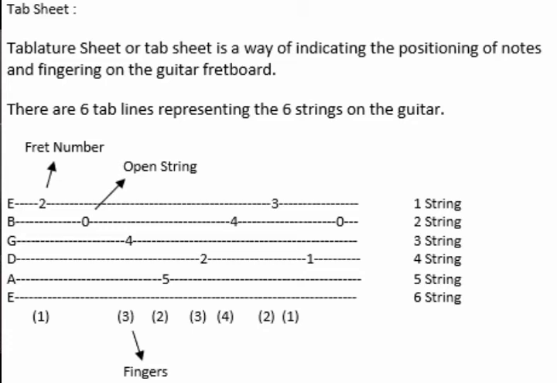2 on the E, 0 on B, 4 on the G string, 2 on the D string, 4 on the B string, 3 on the E string, 1 on the D string, and 0 on the second string.